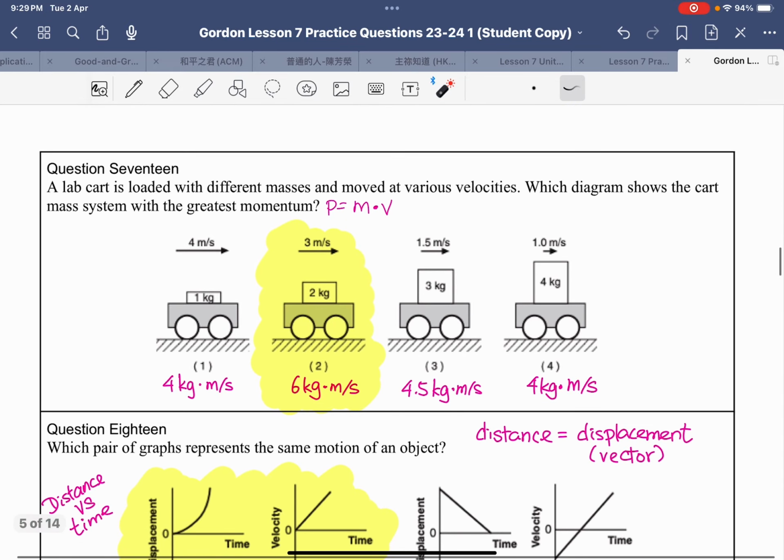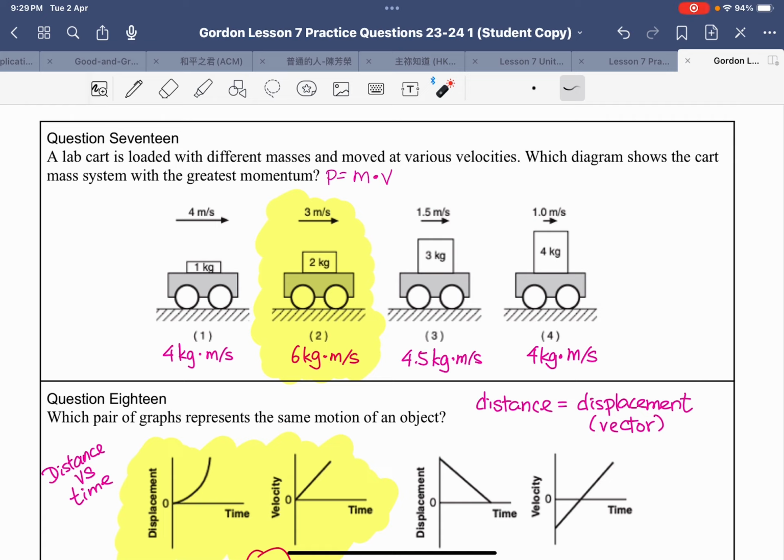Okay, question 17. A lab cart is loaded with different masses and it's moving at a certain velocity. Which diagram shows the mass system with the greatest momentum? You know the formula for calculating momentum is this, so all you have to do is your calculation. Then out of all three of them, you can see that this one has the largest momentum, and so that would be the answer.